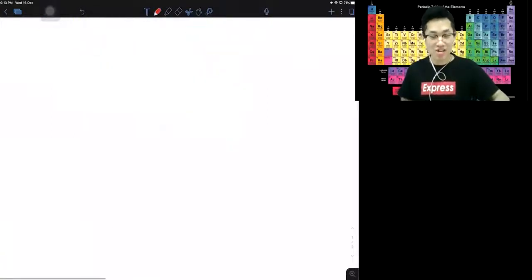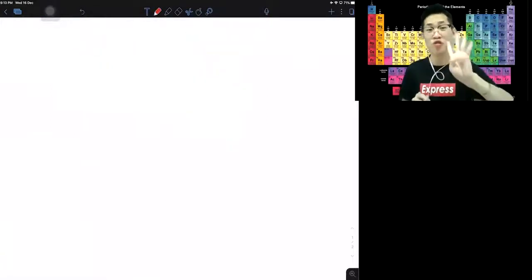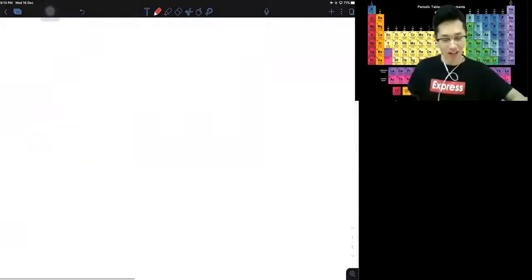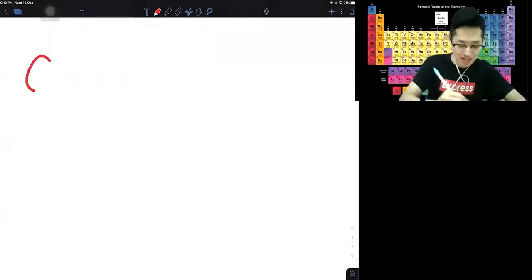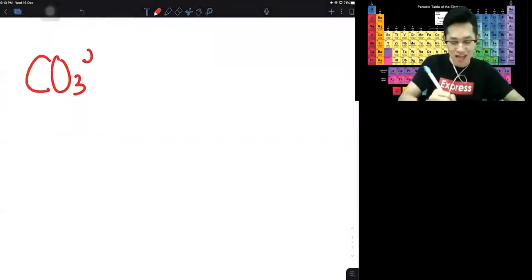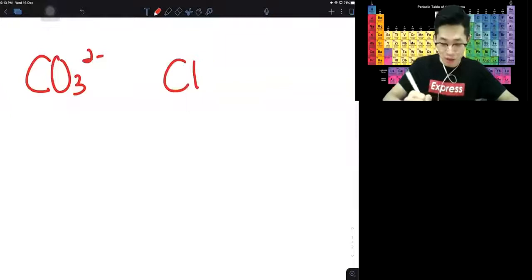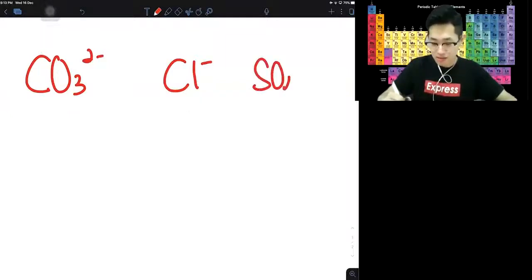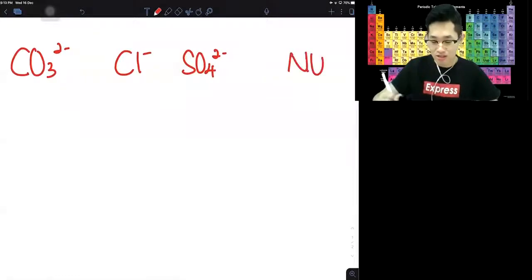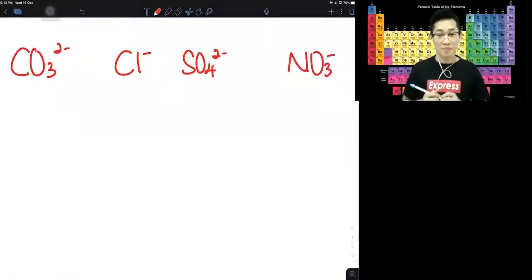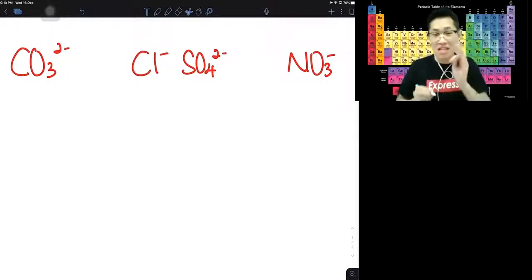For negative ion test, 4 ions only. Which 4 ions? Let me write it down. No need to copy. Carbonate, chloride, sulfate, and nitrate. 4 ions. But I divide them into 3 different levels.